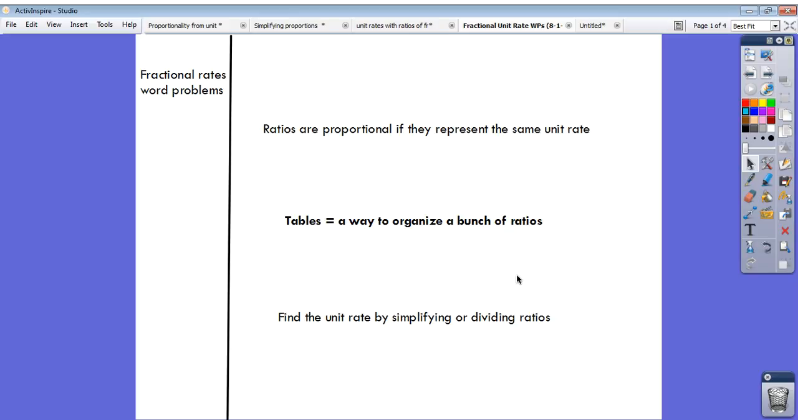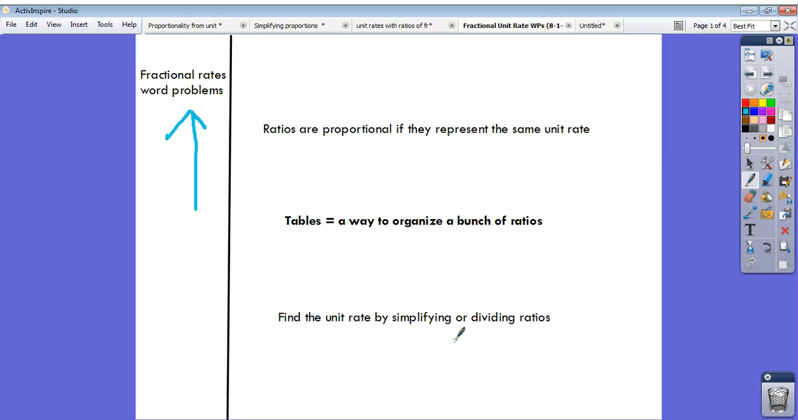Chargers. Today what we're going to do is continue our lesson on fractional rates. As always, I'd like you to draw your Cornell line and then draw your title, Fractional Rate Word Problems. All of this in the middle is review, so we don't need to write that. We're just building on what we did yesterday.